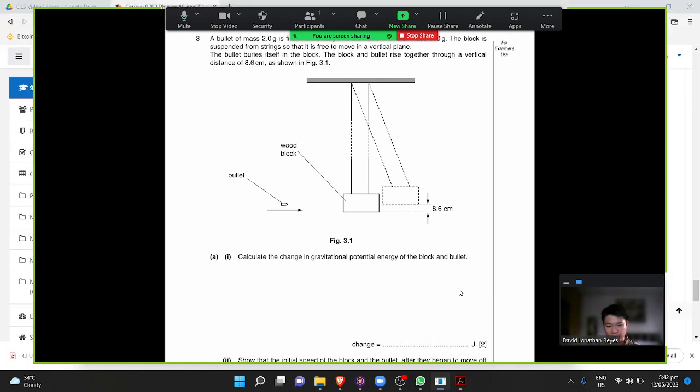In order for us to solve this, we just want to compute the change in potential energy of the object. So that's delta GPE equals mgh. Okay, the m would be the combined mass of the block and the bullet. The g would be the acceleration due to gravity, and the h would be the change in height of the wooden block as they move together.